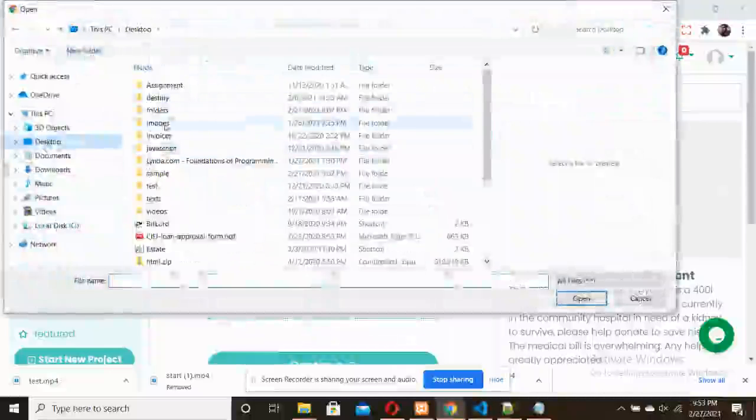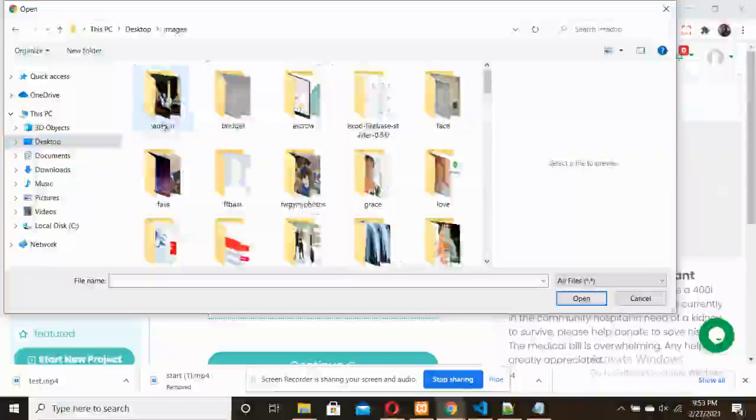Sorry, I'm using a Windows computer. Those on Mac, you can know how to navigate your way. I'm not teaching computer here. Thank you.